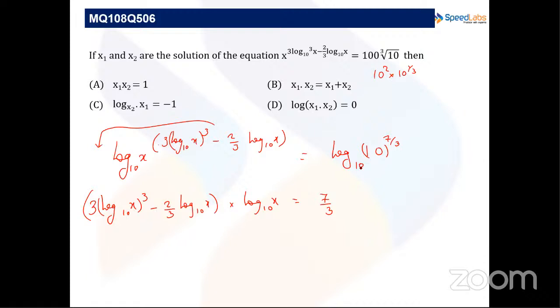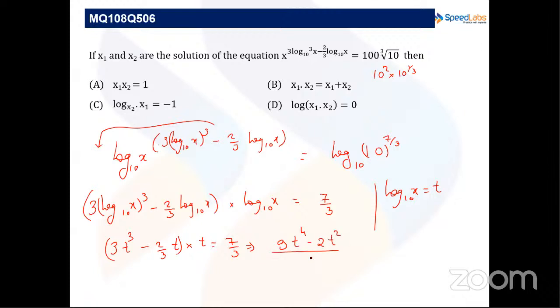Log 10 to the base 10 will be 1. So to simplify it, let's say log x to the base 10 equals t. So we have 3t square minus 2 by 3t into t equals to 7 by 3. On simplification, we will be getting 9t cube, oh sorry, t cube it was. So 9t to the power 4 minus 2t square whole upon 3 equals to 7 by 3.